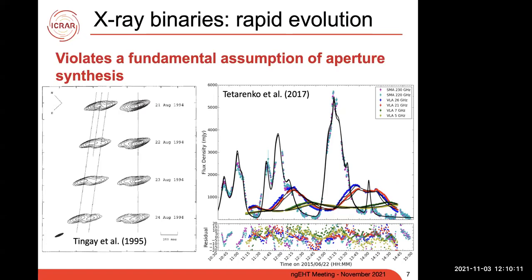which is that things remain steady over the course of an observation. So here you see VLBI images of one of these jets in a particular system, and you can see these are daily observations, and you can see the jet is moving significantly over the course of just one day. In a more extreme case, some of Alex Tetarenko's work that's already been shown this week shows that in the millimeter band, the flux densities are evolving on timescales of just minutes. And so that is going to cause issues with trying to make an image over any reasonably extended timescale.